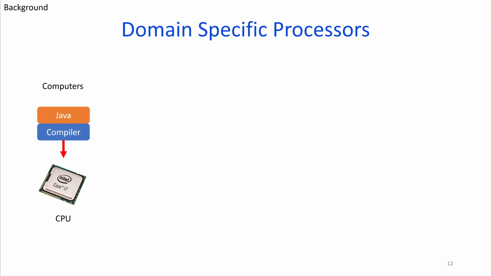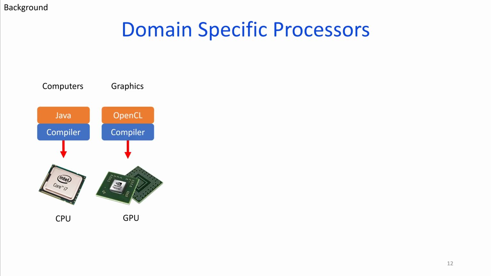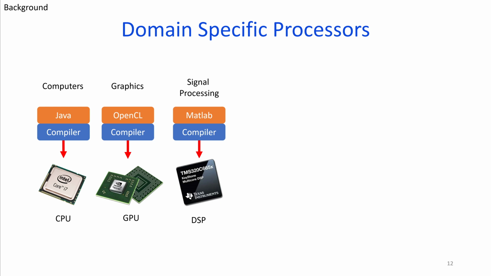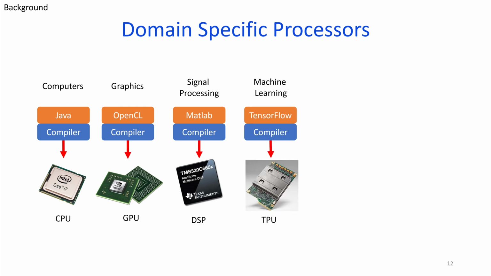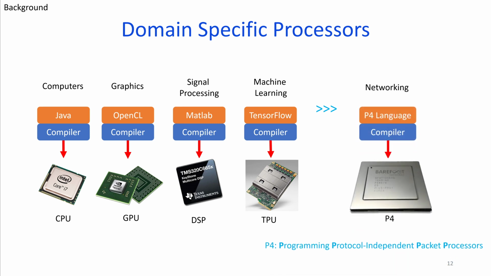In recent years, domain-specific processors are becoming popular, from GPUs in graphics acceleration, DSPs for signal processing, to TPUs for machine learning model training. What about networking? In 2014, a reconfigurable switch architecture was proposed. Two years later, in 2016, the P4 switch ASIC was born.